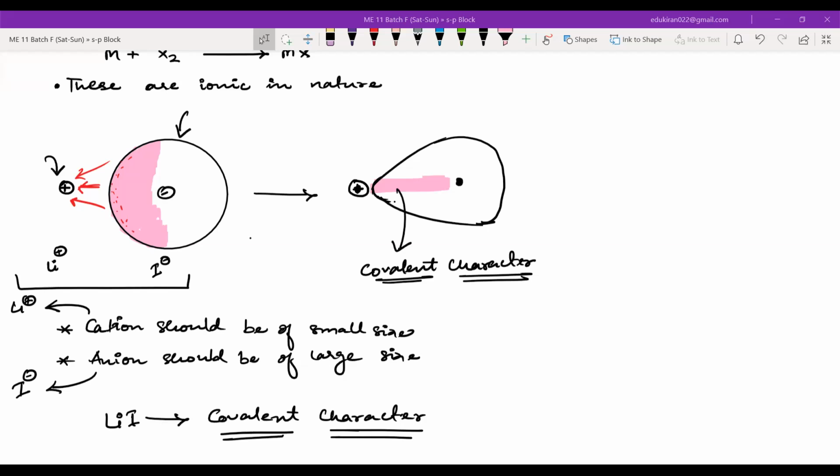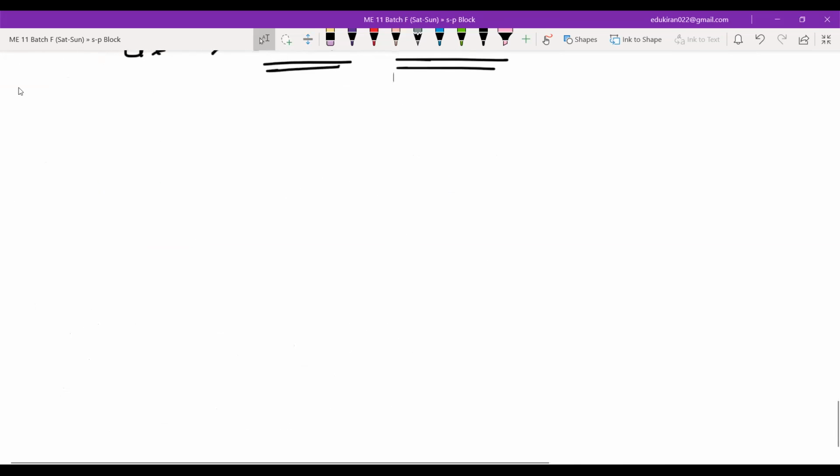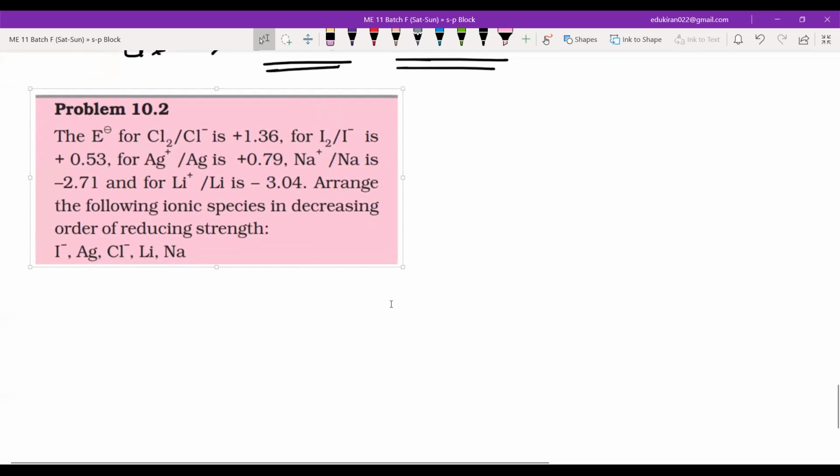Now there is one problem in NCERT that I want to discuss with you guys. I don't understand sometimes how NCERT works. For example, this question.